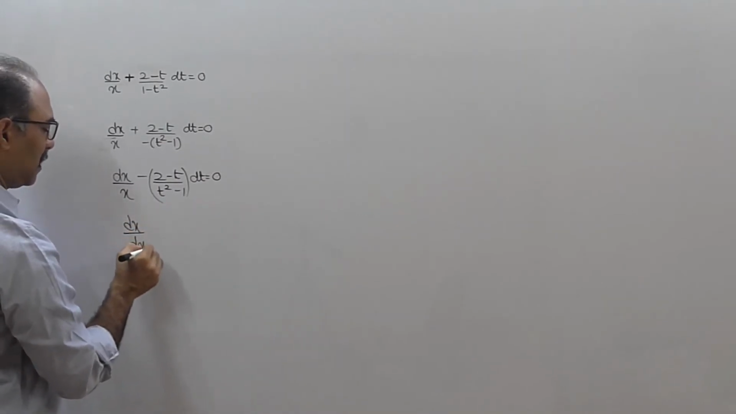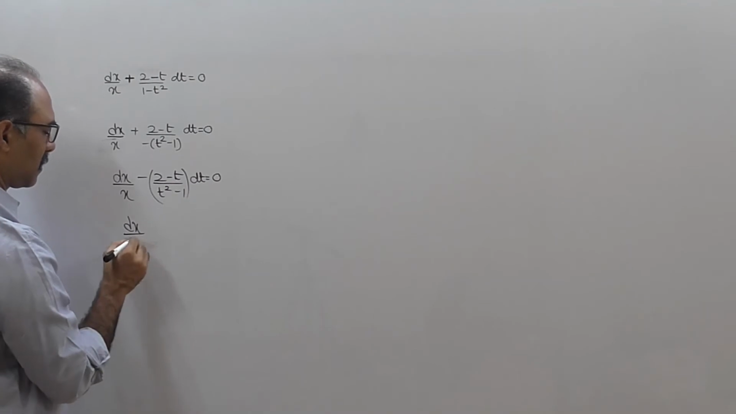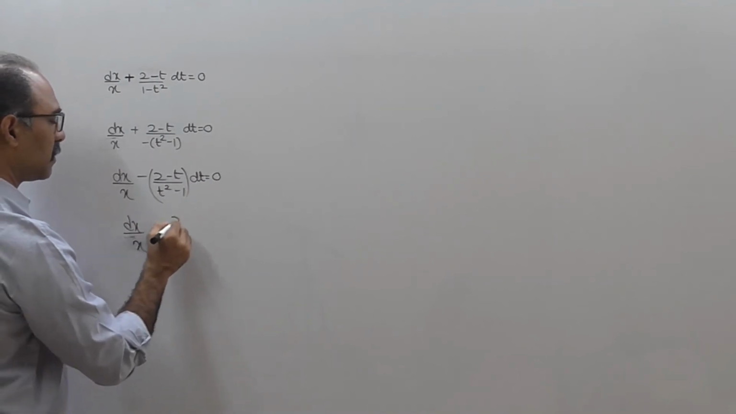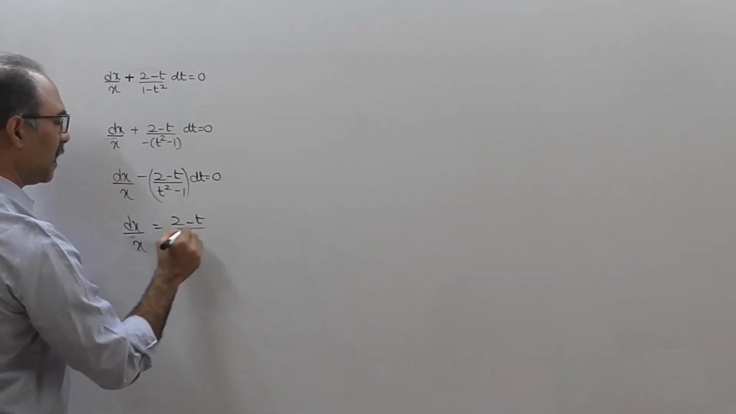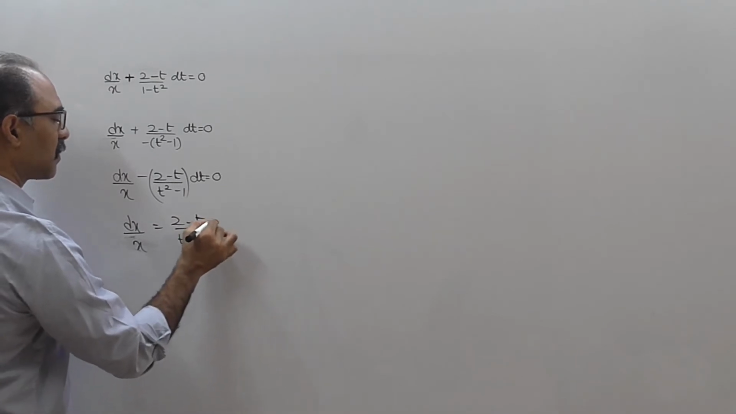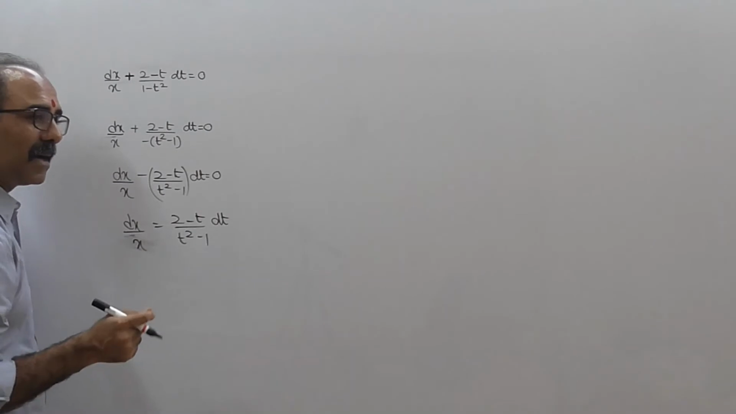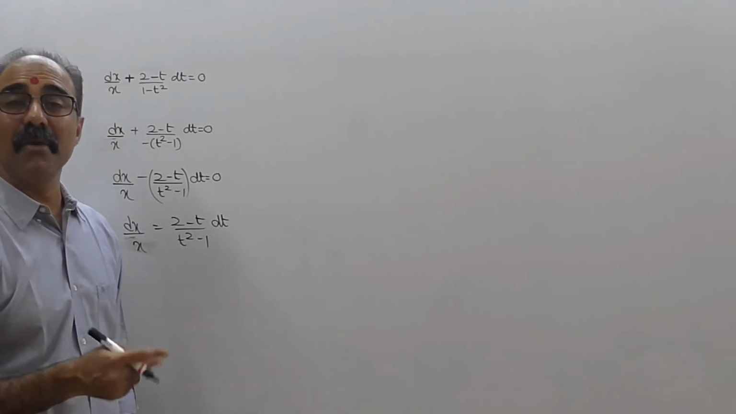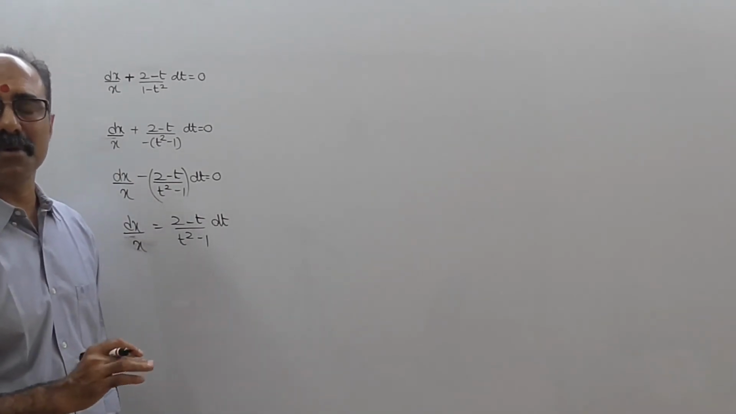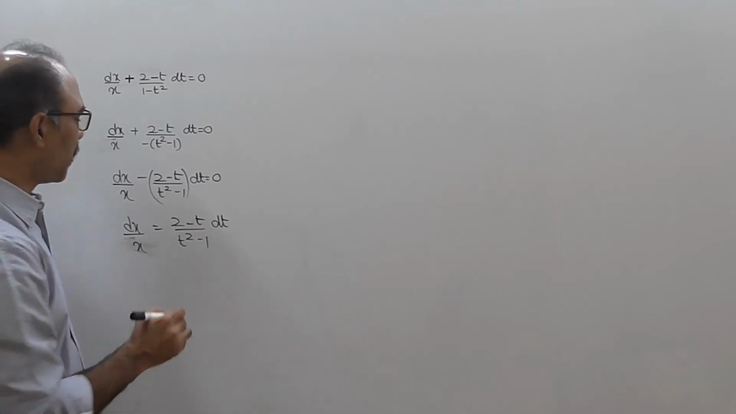So we'll write this as dx upon x equal to 2 minus t upon t square minus 1 dt. It becomes easy to integrate. This negative sign might give you a problem. It is not like it will give you a problem, but it is better if you keep it positive, you can solve the sum all the more better.